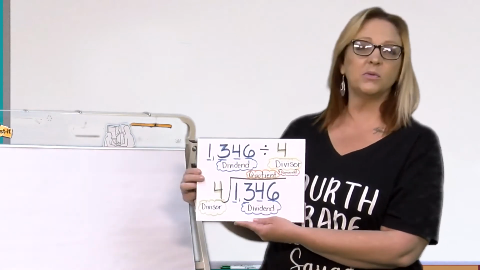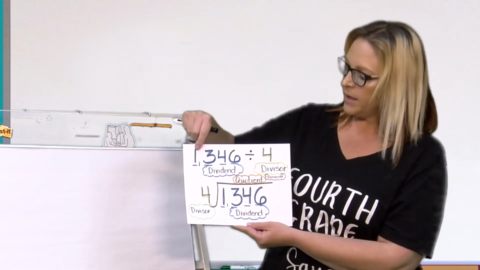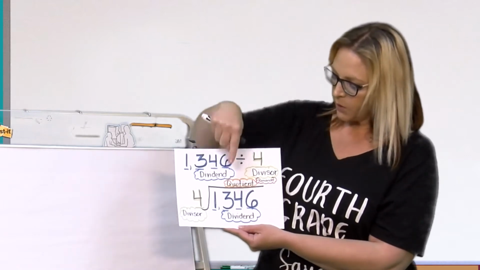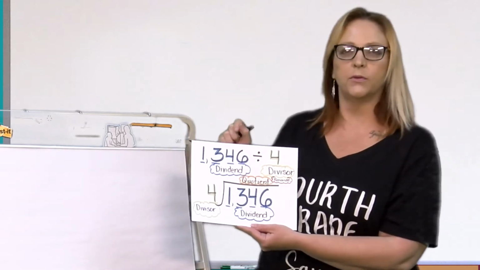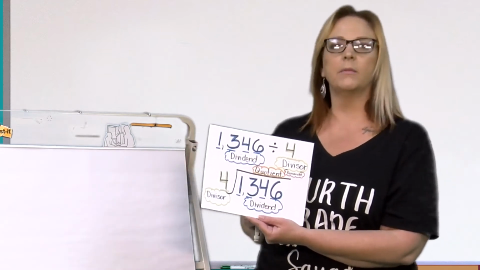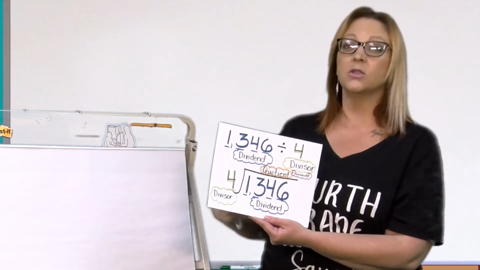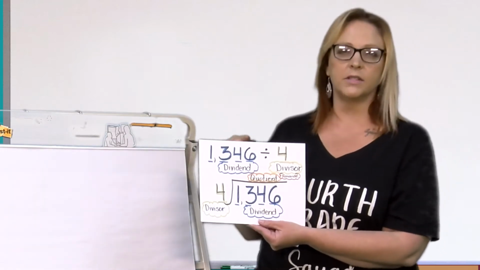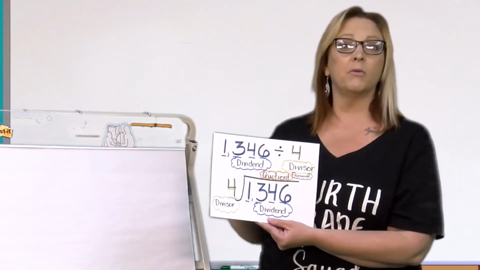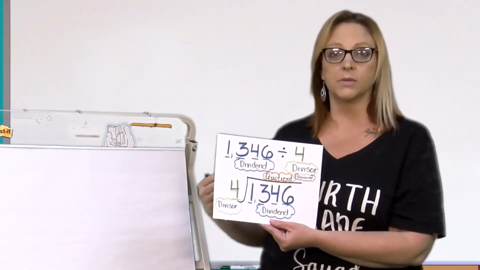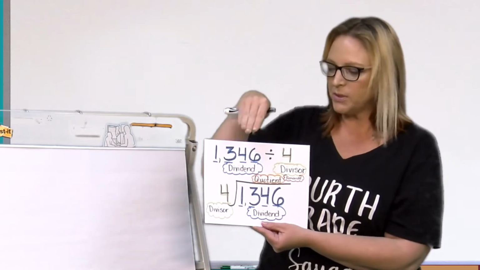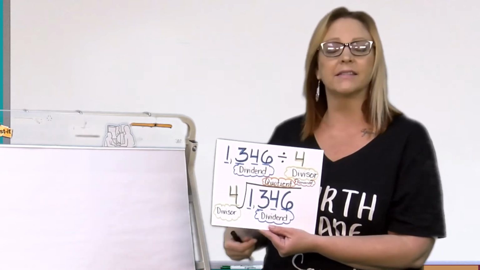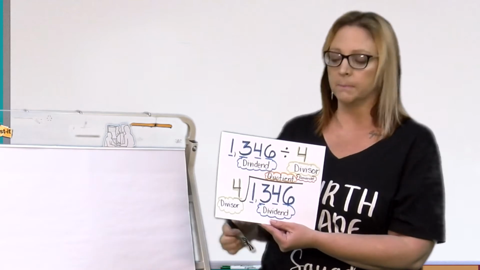There are two ways that you will see division problems written. 1,346 divided by 4, or 1,346 divided by 4. Either way, same problem, same solution, just written in two different formats. I also want to take a minute to talk about the parts of a division problem. It's really important in math that we know the vocabulary, because we won't always see a problem like this. Sometimes it's going to be a word problem, and we need to understand what math function they want us to perform.